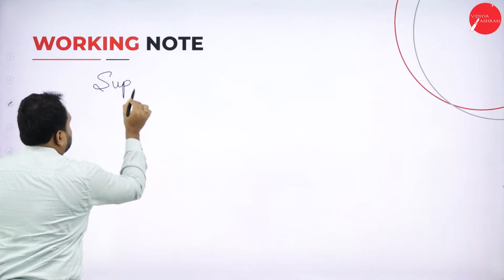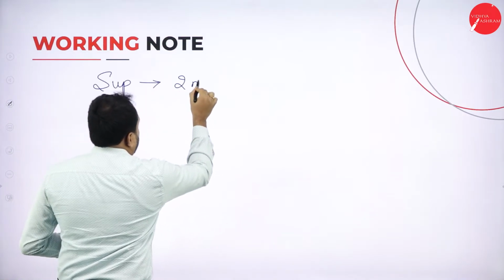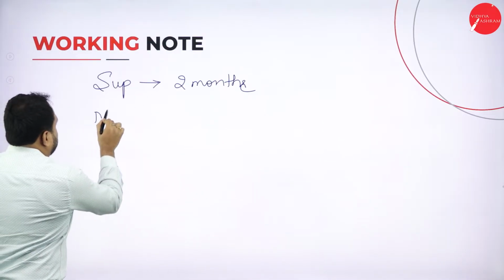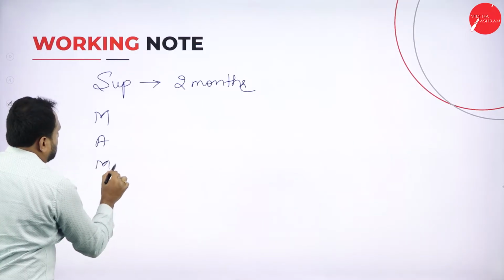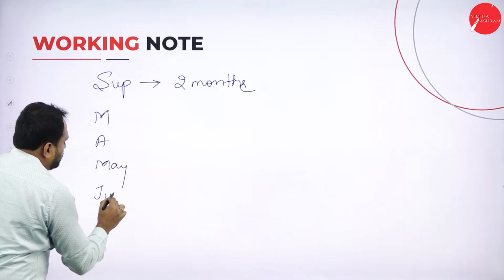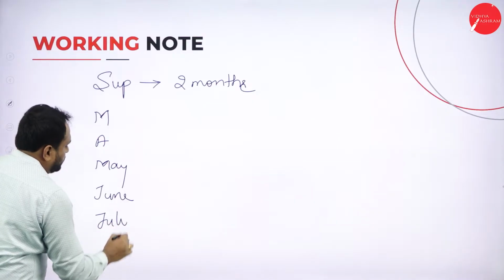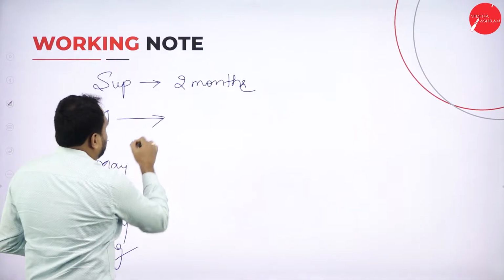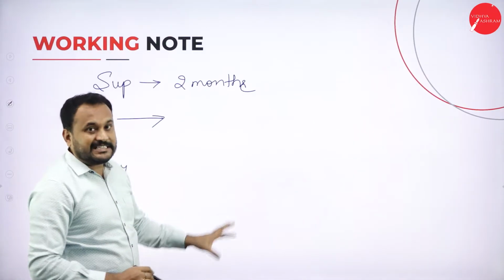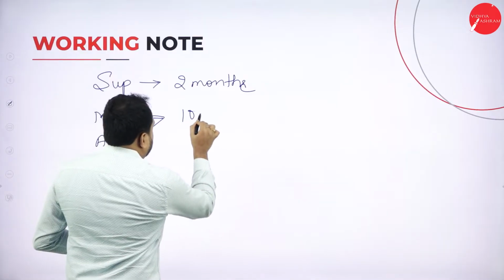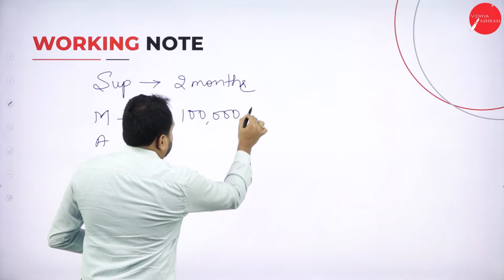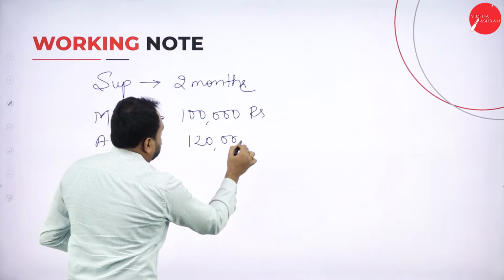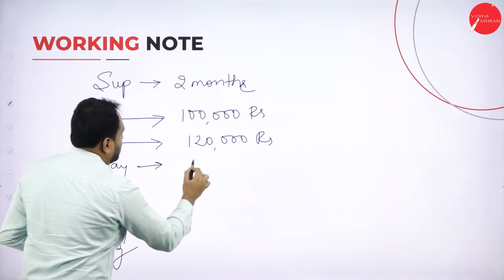Now the supplier has given how many months? 2 months, isn't it? So we have March, April, May, June, July, and then say August. Okay. Now, say in the month of March, I'm just giving an example for you, say 1 lakh rupees, say 1,20,000 rupees. Then we have here 60,000.